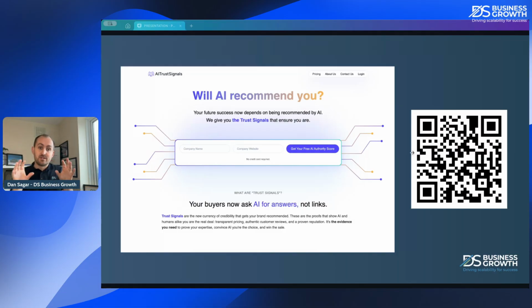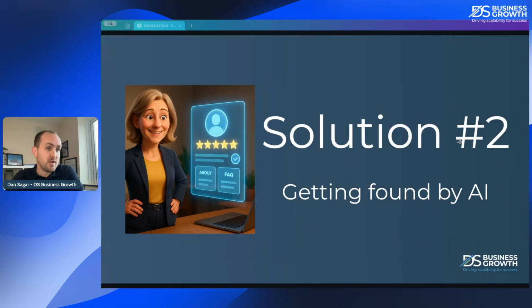And it's about having the consistency in the different places and the different platforms that's going to help you appear in search. So that is my little recommendation for solution number 2, getting found by AI.